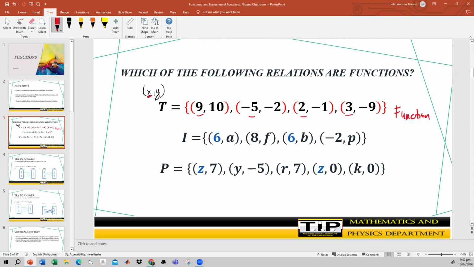Okay. Then another relation. If we're talking about relation I, which is composed of 6a, 8f, 6b, and negative 2p, and we're asked if this is a function or not, you just need to again check the first element of each ordered pair. As you can see here, 6 is being repeated and it is being mapped to another y element. So in this case, we'll consider this relation as not a function.